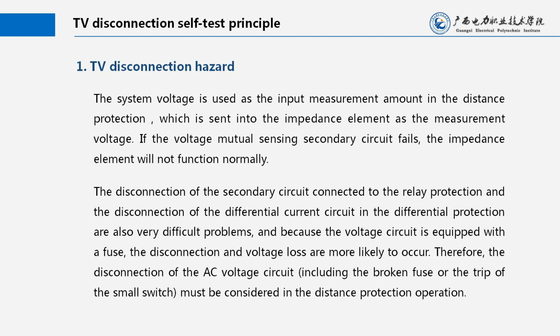The disconnection of the secondary circuit connected to the relay protection and the disconnection of the differential current circuit in the differential protection are also very difficult problems. And because the voltage circuit is equipped with a fuse, disconnection and voltage loss are more likely to occur. Therefore, the disconnection of the AC voltage circuit, including the broken fuse or the trip of the small switch, must be considered in the distance protection operation.